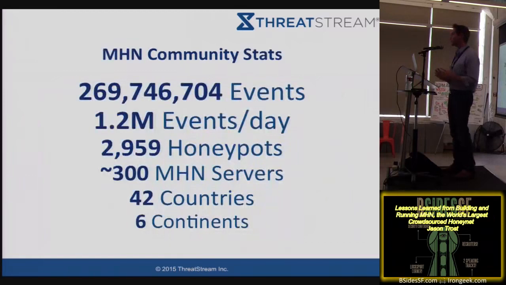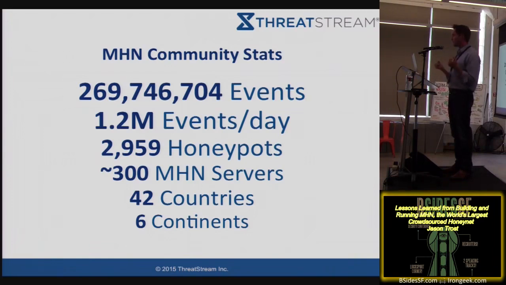Okay, so now moving into some community stats. Here are some numbers centered around the community. Since this project started in June 2014, we've collected nearly 270 million events from these heterogeneous honeypots deployed by other people. Typically, we see about 1.2 million events per day, coming from nearly 3,000 honeypots and nearly 300 MHN servers.